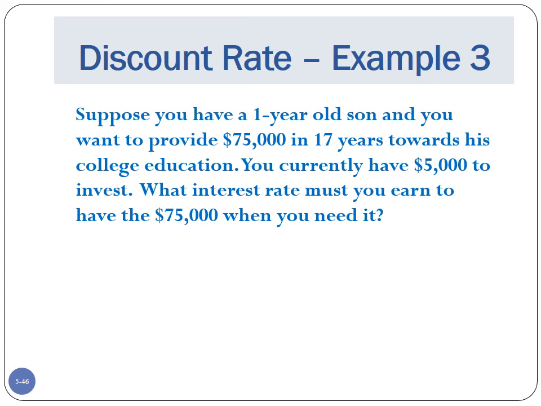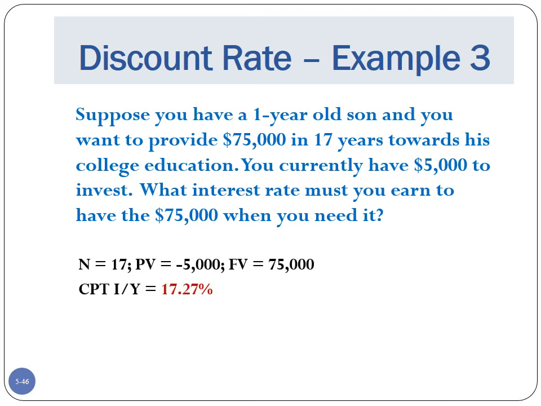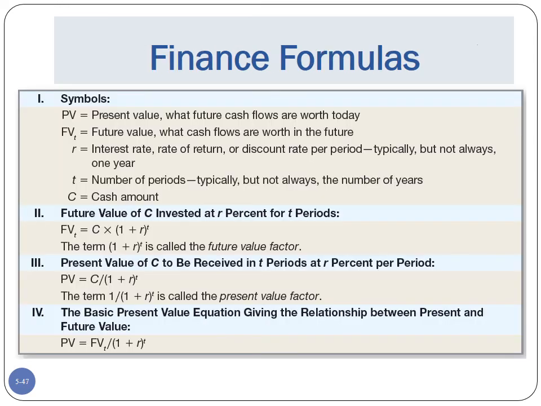Here's a third example. Suppose you have a 1-year-old son and you want to provide $75,000 in 17 years towards his college education. You have currently $5,000 to invest. What interest rate must you earn to have the $75,000 when you need it? So again, this is the future value problem. We look at our present value, future value equation, and we see that we must earn 17.27% in order to get to our goal.